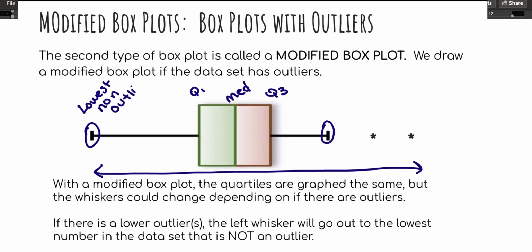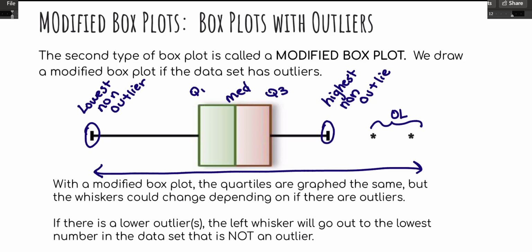non-outlier. So if you have an outlier, then don't treat that as the minimum. If your minimum is an outlier, don't treat it as where the whisker goes to. Draw the whisker to the smallest number in the data set that is not an outlier. And the same thing here on the right. This is the highest number in the data set that is a non-outlier. And then what you do is you asterisk or you star any outliers. And that's what a modified box plot is.